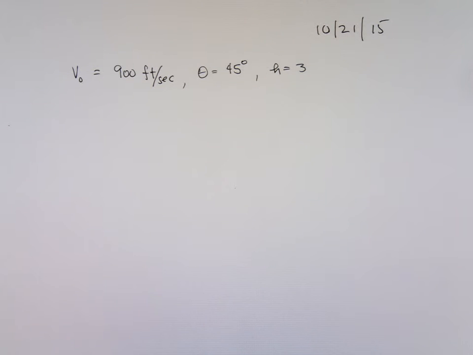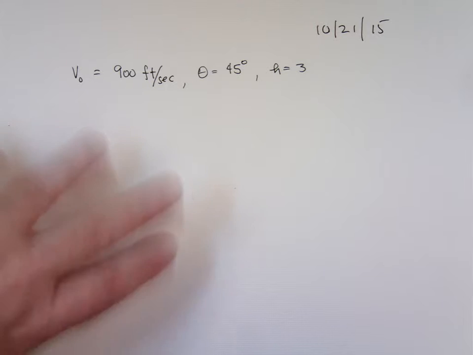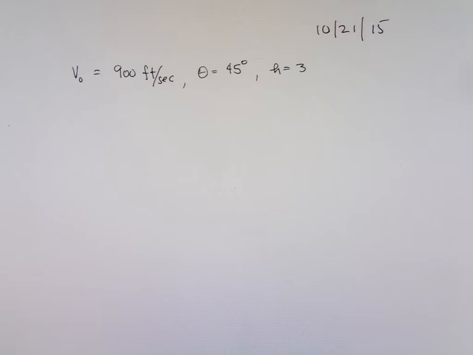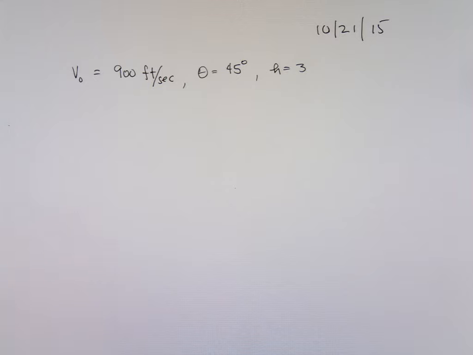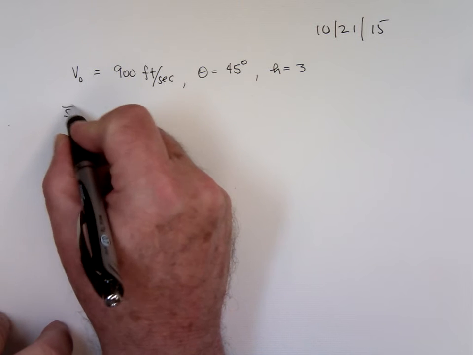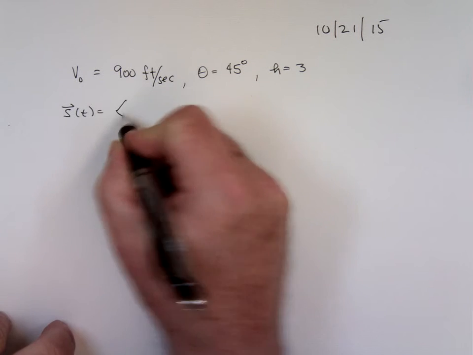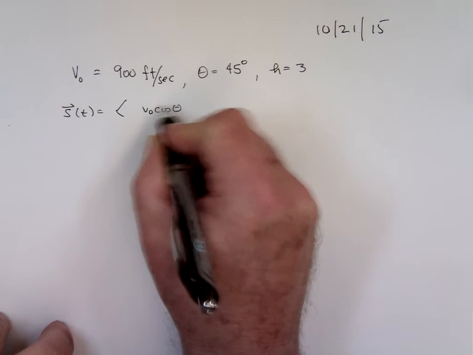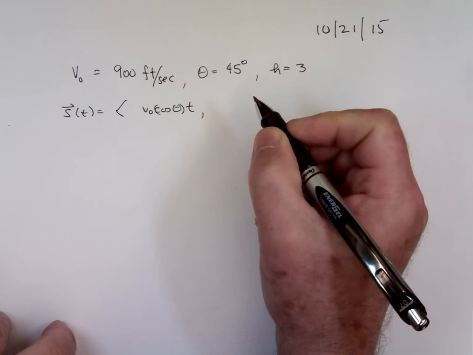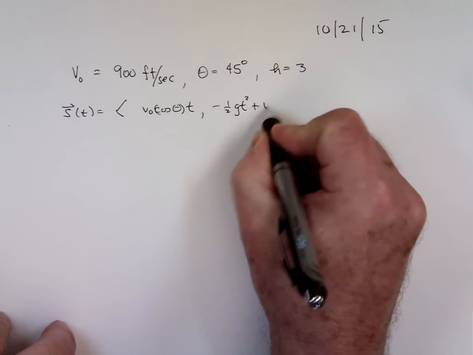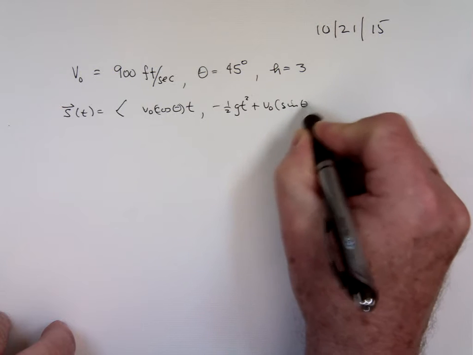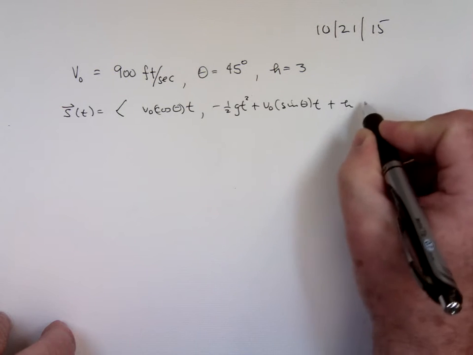All right, so let's do this. The things we want to do are typical of projectile motion. Given these initial conditions, we want to find time in flight, we want to find the range, we want to find the time at which max height occurs, and we want to find what the max height is. Those are the things I ask you about. So let's do it. First thing to do is realize that the position is given by v sub naught cosine theta t, the x component, and the y component, negative 1/2 g t squared, plus v sub naught sine theta t plus h.